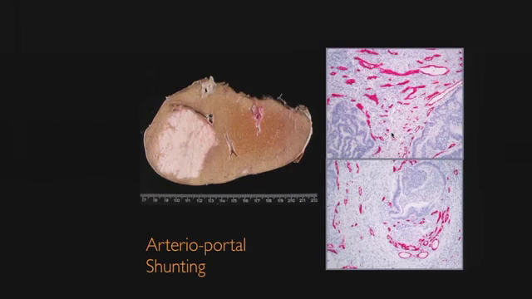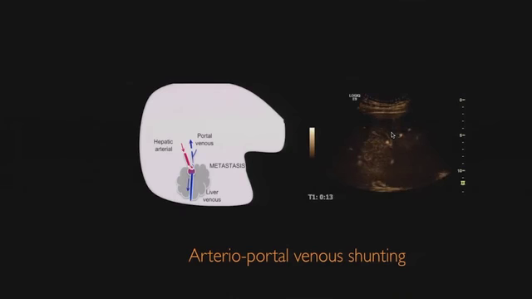So this is shunting. This is another patient also with shunting, and you can see very nicely the early arterial phase where the tumor is enhancing, and then over time you can see the washout, and around the washout area is an area with hyperenhancement.